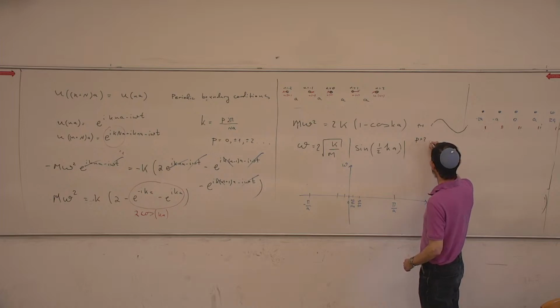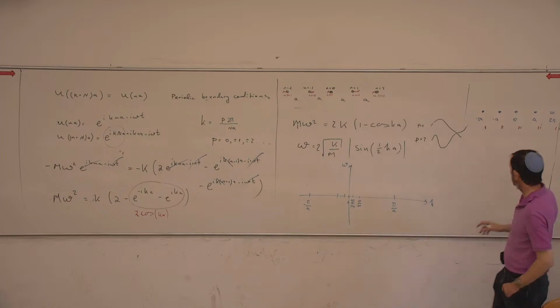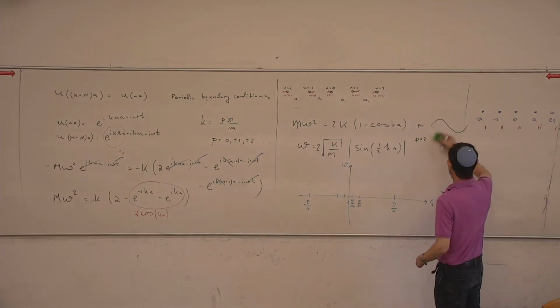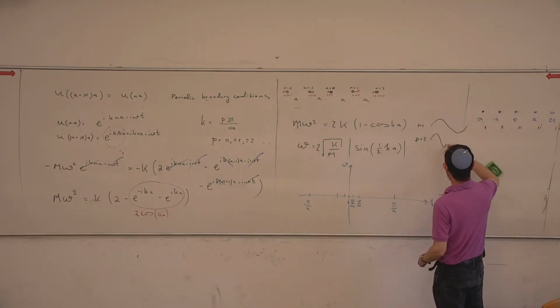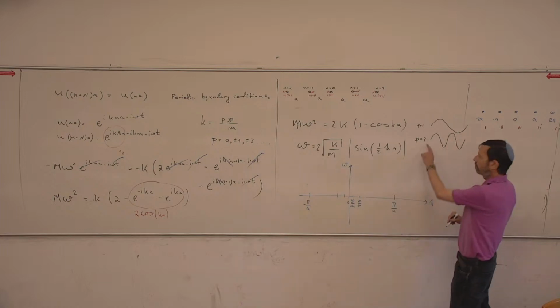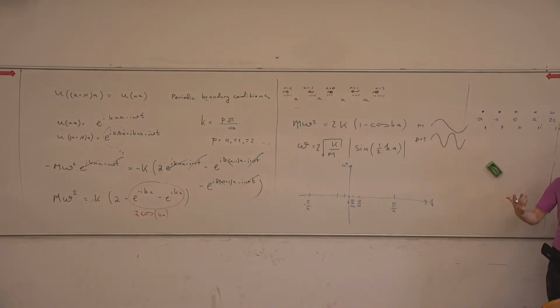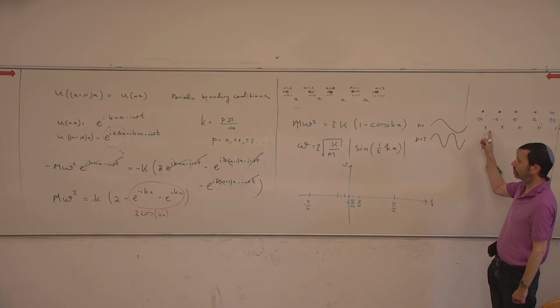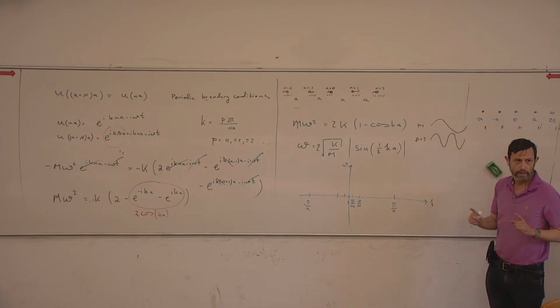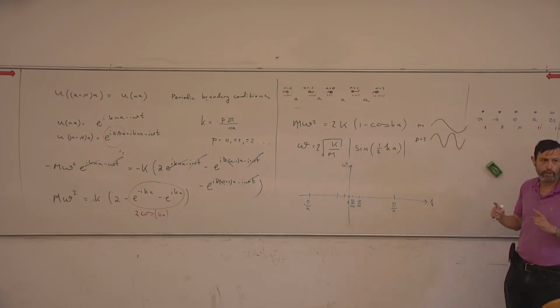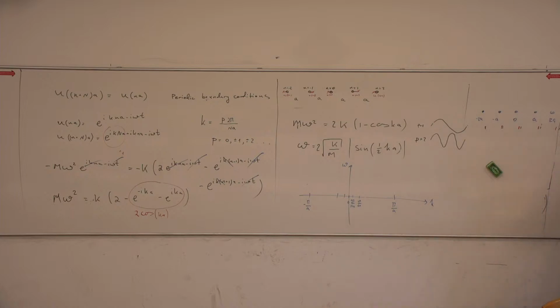P equal 2 means that it went through two ups and downs. So it means that particles that are close to each other have a larger discrepancy, a larger movement between them.